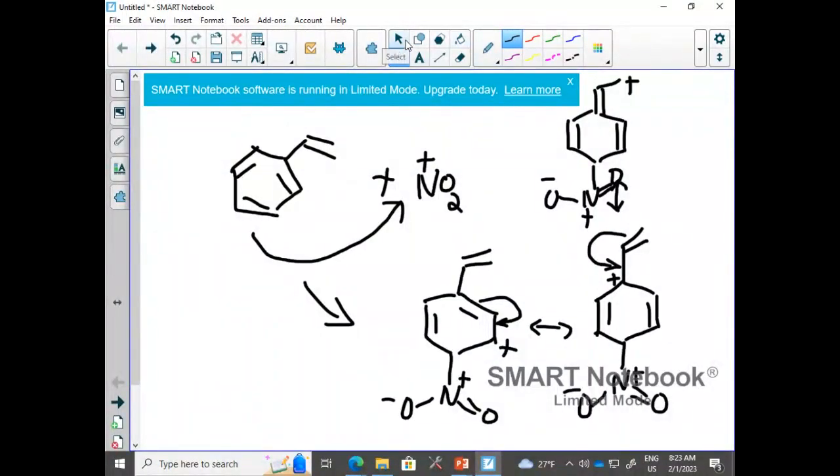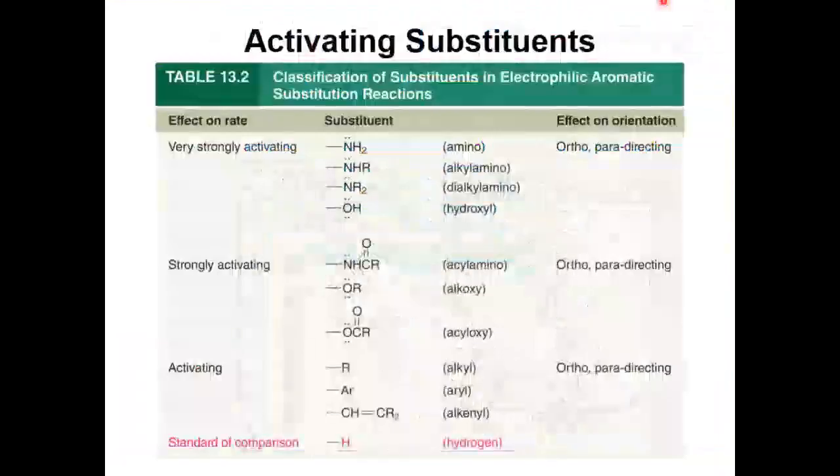So this is one of the reasons why a double bond is an activating group and an OP director, and for the same reason, if you have an aromatic group connected to an aromatic ring, it will also be an activating group and OP director.